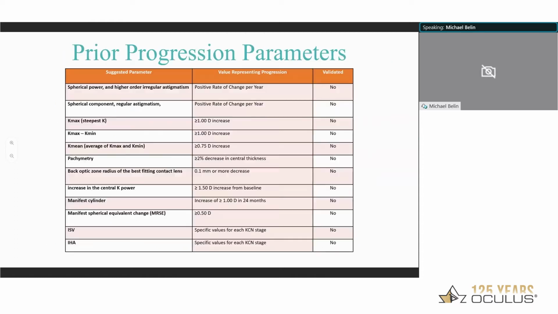But if we look at all the prior progression parameters that people have published, if you look at this entire list, everyone on this list, except for pachymetry here, is based on the anterior corneal surface. So again, it completely ignores the posterior corneal surface. And we know now, consistent with the consensus document, that not only is the posterior surface the earliest change that we see, but we can see changes on the posterior surface in spite of a stable anterior surface.